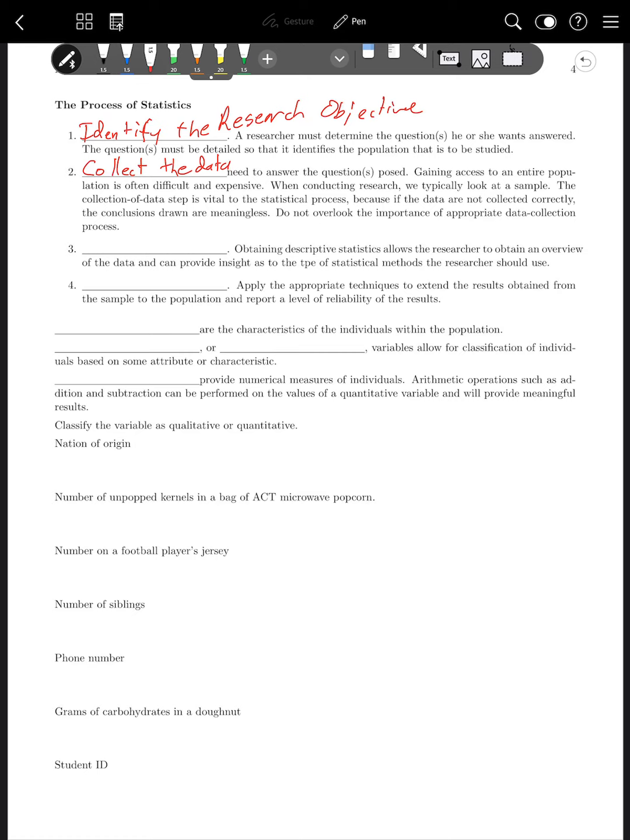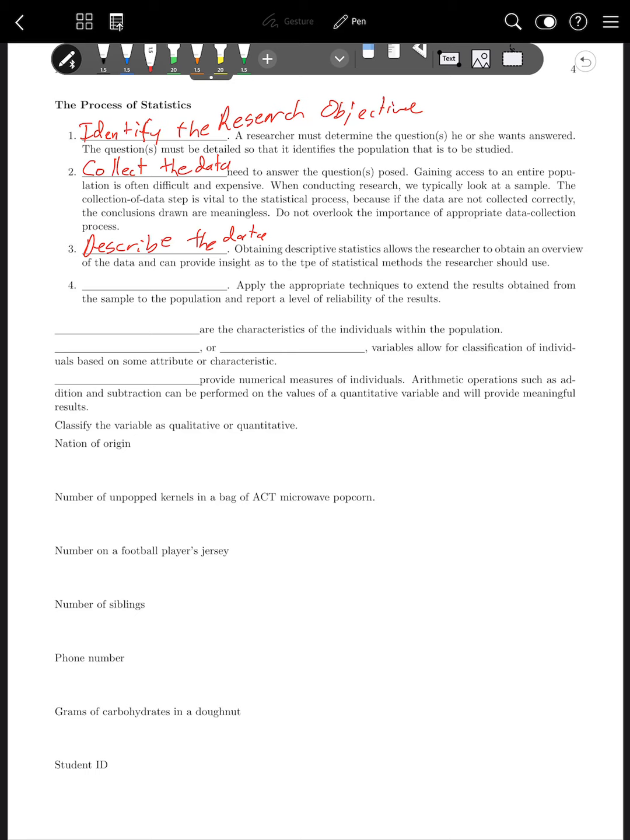Step number three, describe the data. And this is what we'll be doing in chapters 2, 3, and 4, although we're going to do chapter 4 at the end of the course. So obtaining descriptive statistics allows the researcher to obtain an overview of the data and can provide insight as to the type of statistical methods the research should use.